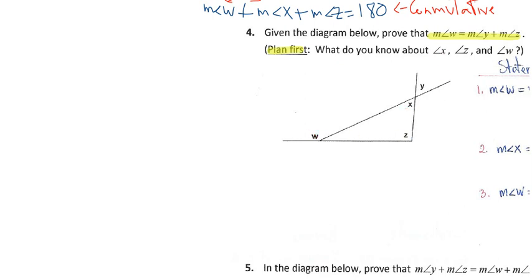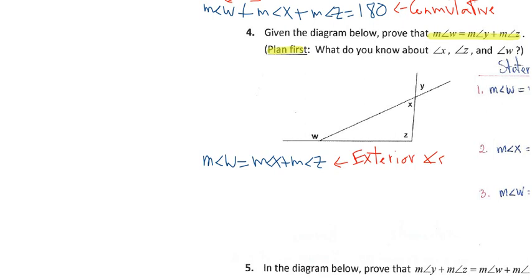Angle W is the exterior angle, and angle X and angle Z are the opposite interior angles to angle W. And we know that angle W is equal to the sum of these two angles. That's the exterior angle theorem. So I'm writing that right here. The measure of angle W is equal to the measure of angle X plus the measure of angle Z, because that is an exterior angle. The exterior angle equals the sum of the two opposite interior angles.